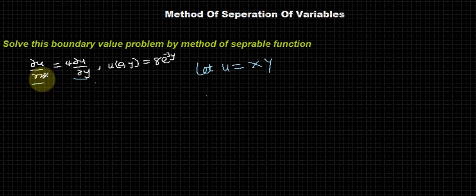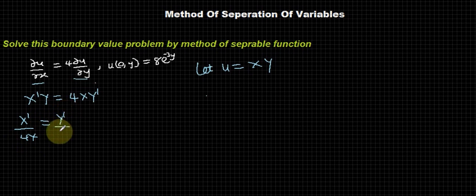Differentiating u with respect to x, we are going to have X prime of x times Y. Differentiating with respect to y, we have 4X Y prime. So we are going to collect like terms from here. That means we are going to have X prime divided by 4X equal to Y prime divided by Y. Both the left hand side and the right hand side will be equated with p.